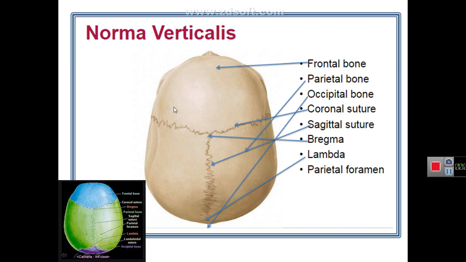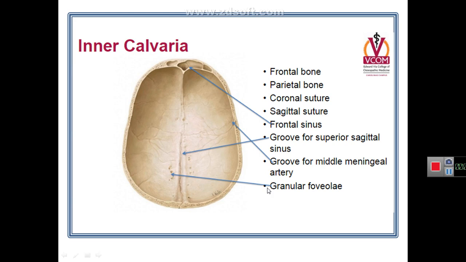The view of the skull from above, which is the norma verticalis, could be considered as the cup of the brain, which is called the brain cup. Also, sometimes it is called the calvaria or cranial vault. If you detach these bones forming the brain cup and look at it from inside, this is an inside view of the brain cup, or the calvaria, or the cranial vault.